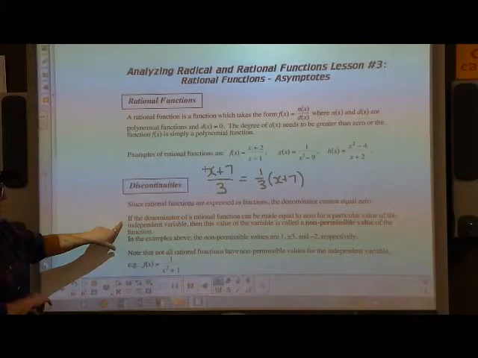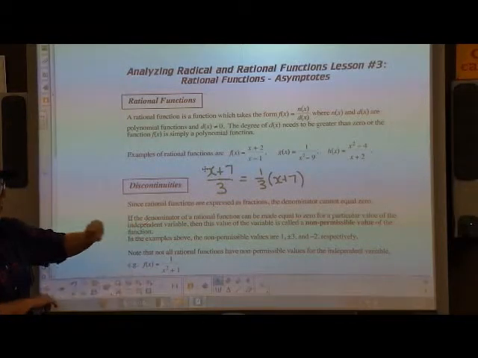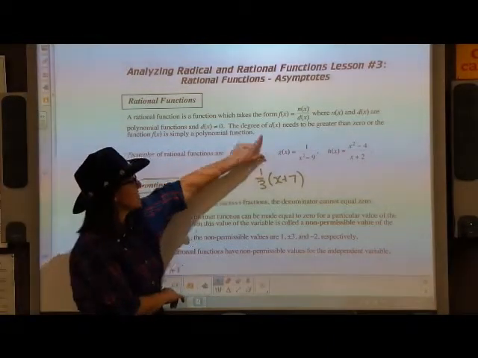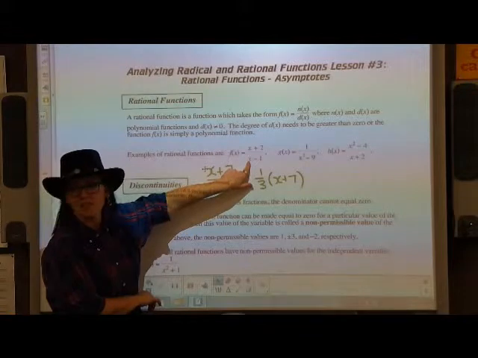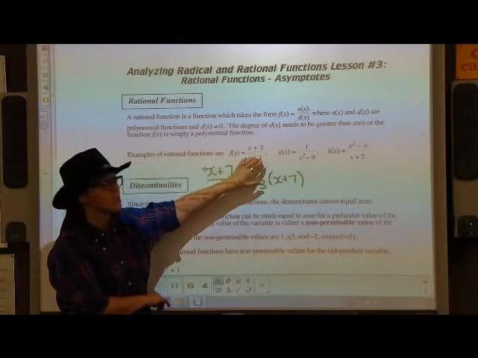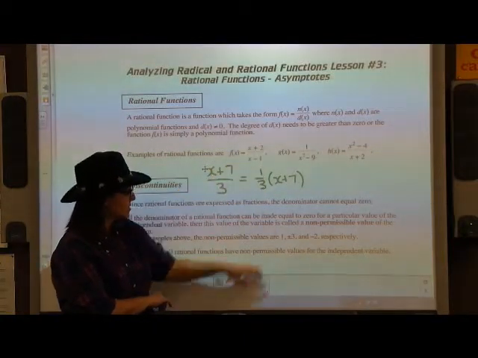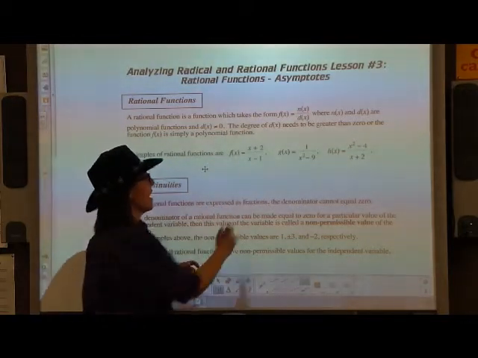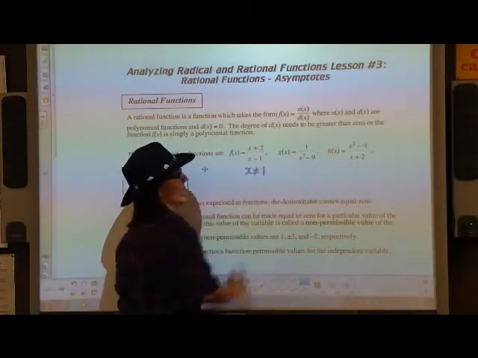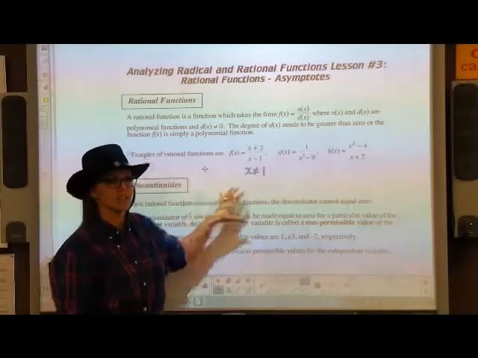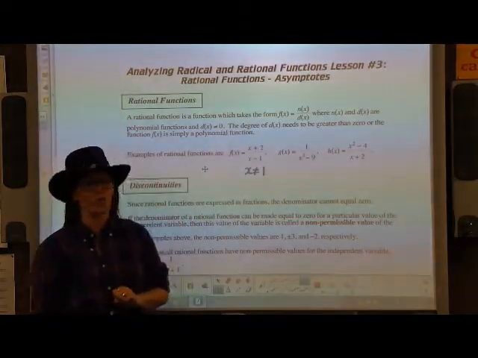So if the denominator can be made equal to 0, then the value of that variable is called a non-permissible value. So for example, in this function right here, if x is equal to 1, I get 1 minus 1 is 0. That becomes a non-permissible value. So I would actually say, in this case, you'll see a lot of the equations. If I was to write this out, I would actually beside it write x cannot equal 1. That becomes kind of my restriction to the function. So that tells me that x could be all these other things, but x can't be equal to 1.